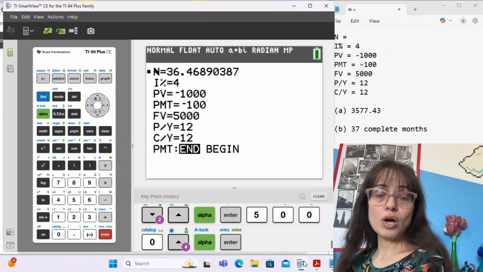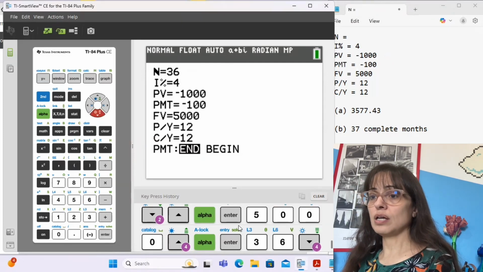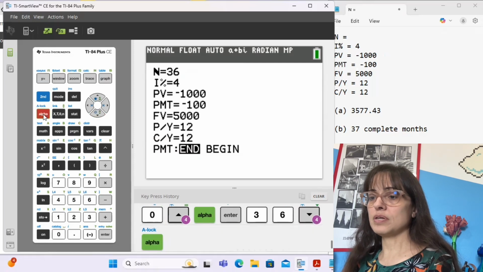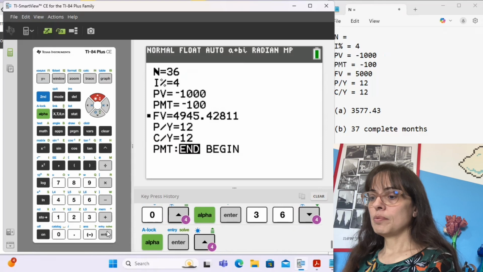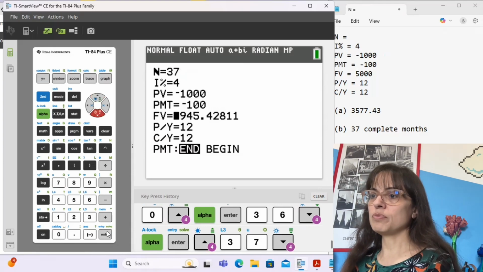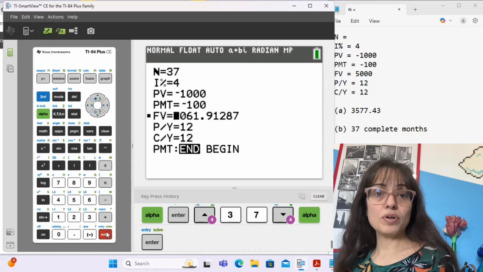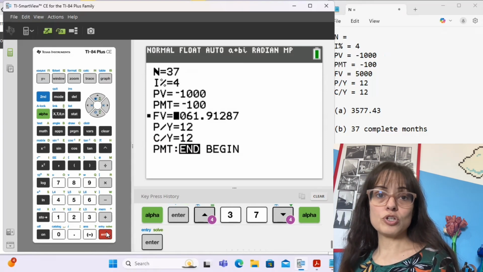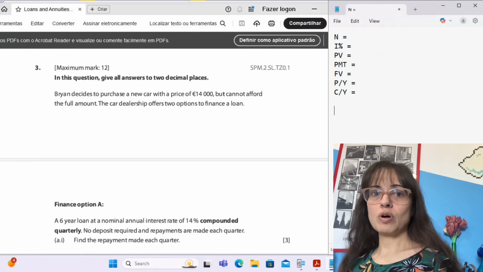And in case you were not 100% sure, you can always use the calculator itself to check, like, what happens with 36 months? How much money does she have? Not quite 5,000. But what happens with 37 months? Well, that's the first time that she has a little bit more than 5,000, which was what the question was asking about.